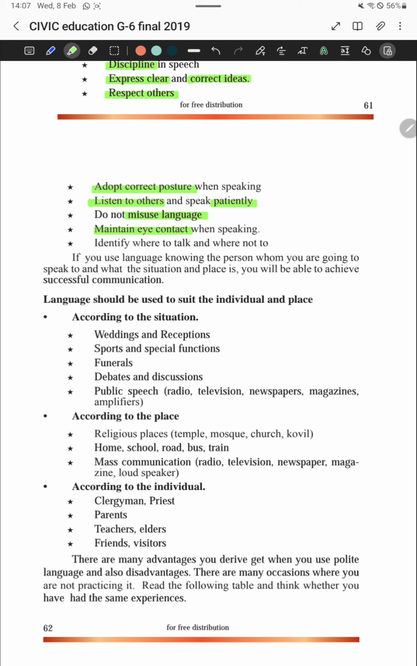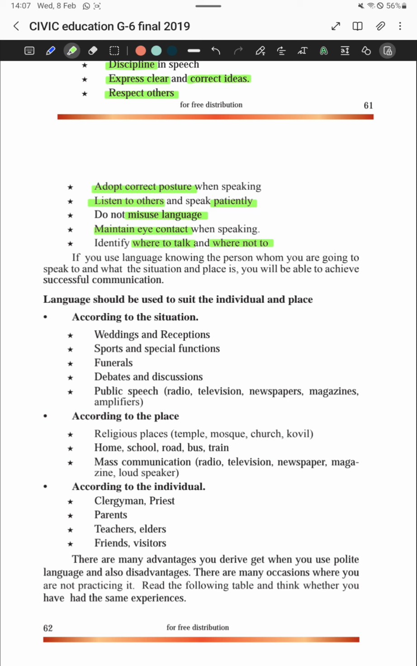Don't talk everything everywhere, right? If you are talking about a wedding at a funeral, that will be a mad or a foolish thing, right? So talk according to the place. That means if you are talking, you must know what you are talking about and where you are talking, and where you should not talk about that matter, right?